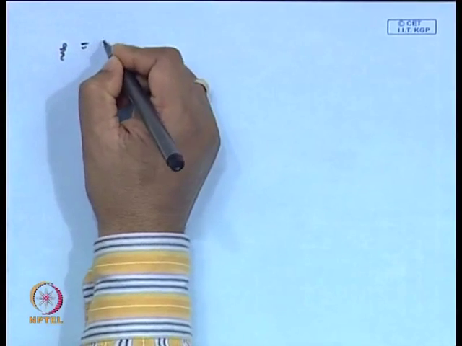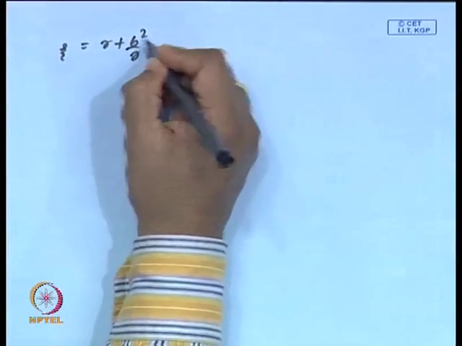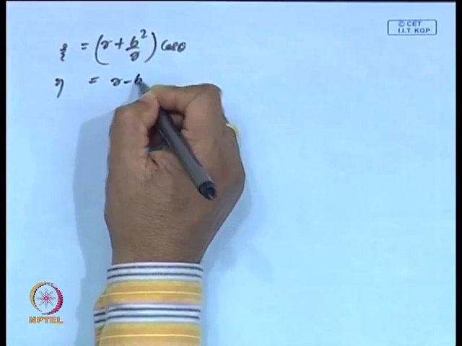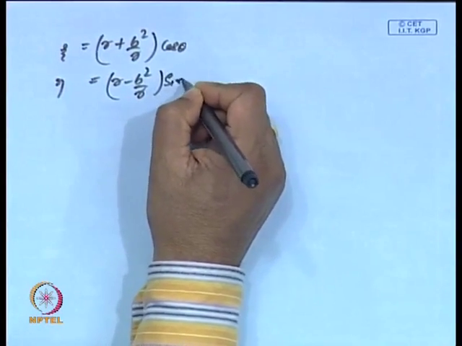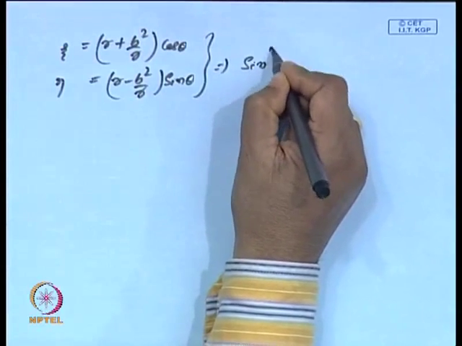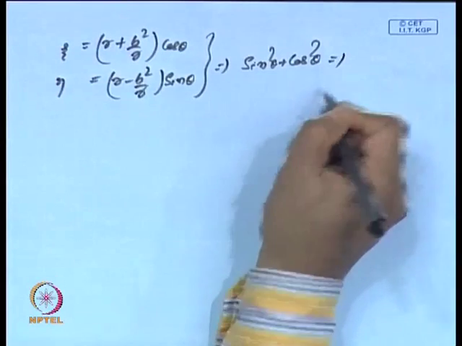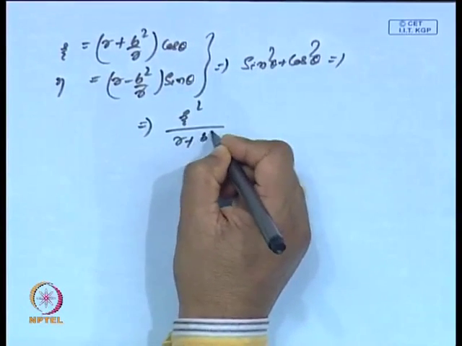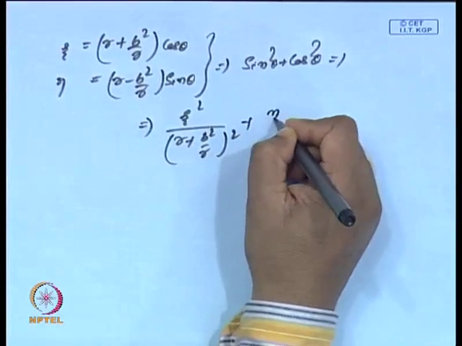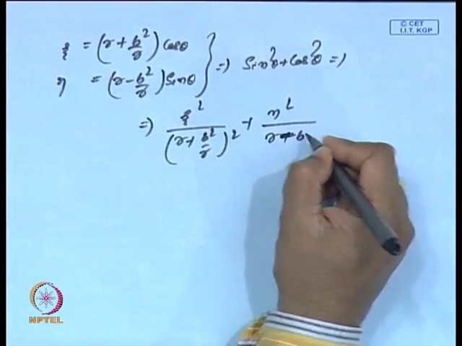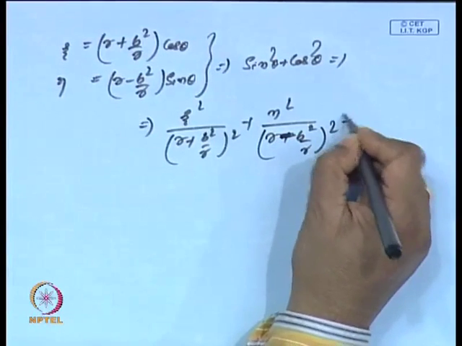If I separate the real and imaginary parts, my xi will be r plus b square by r into cos theta, and my eta will be r minus b square by r into sin theta. From these two, I know sin square theta plus cos square theta is equal to 1, which gives me xi square by (r plus b square by r) whole square plus eta square by (r minus b square by r) whole square is equal to 1.